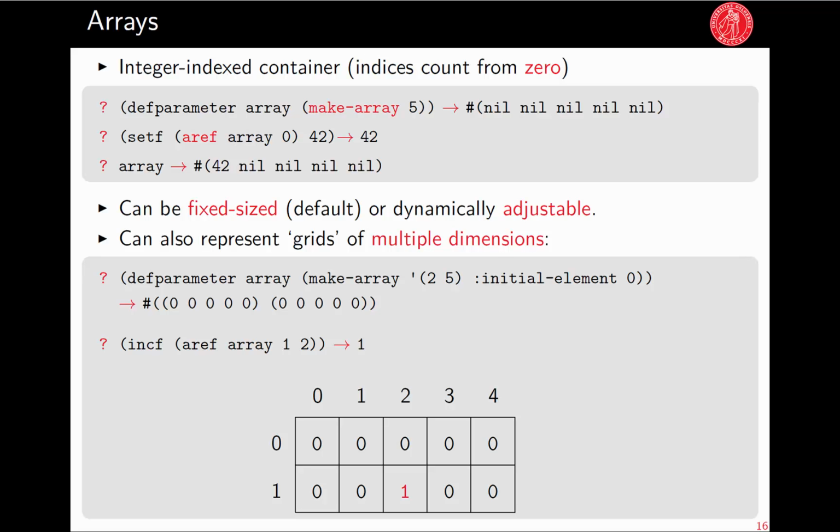Here's another example of updating or assigning a value to an element. If you remember, incf was one of these specializations built on top of setf. So here we say that we want to look up the second element in the first row, basically. If you look at the diagram here, this is what we will look up. And since the values were initialized to 0, they're already numerical, so we can use incf to increment them by 1.